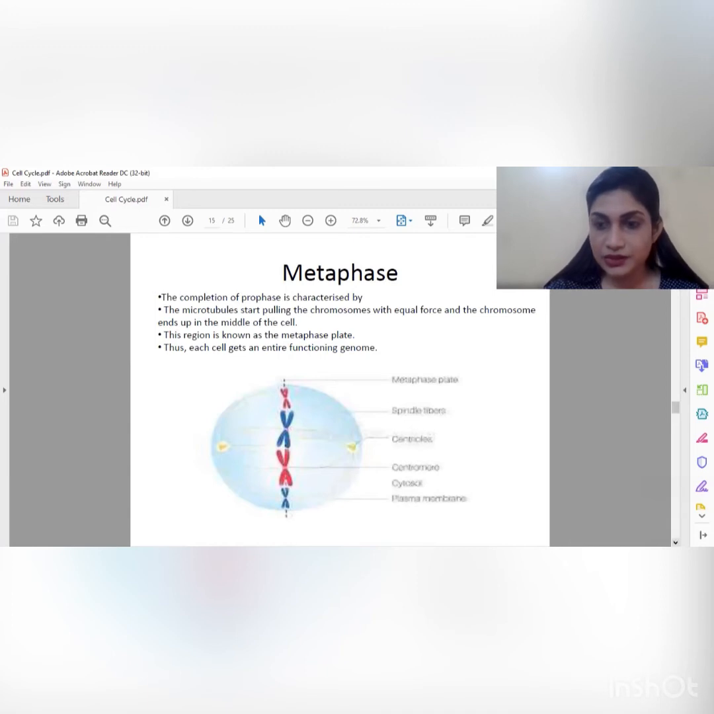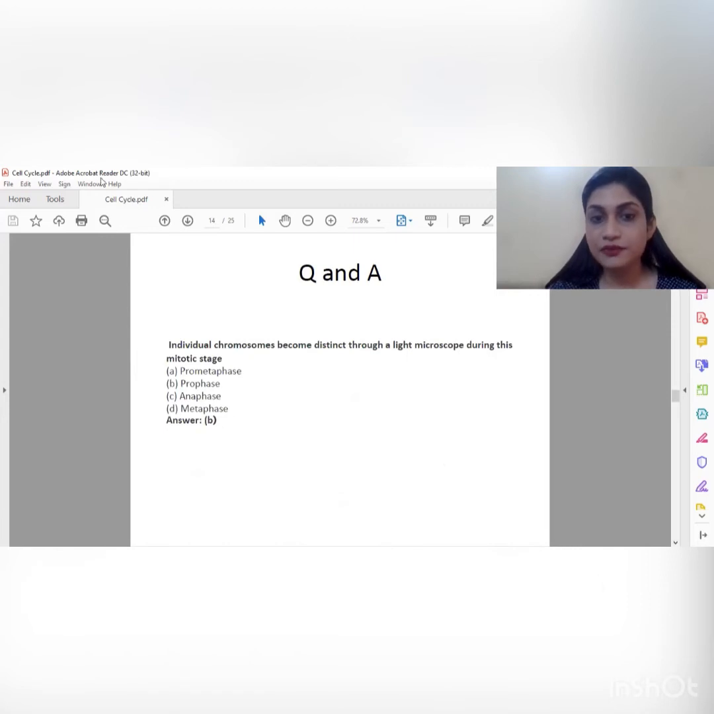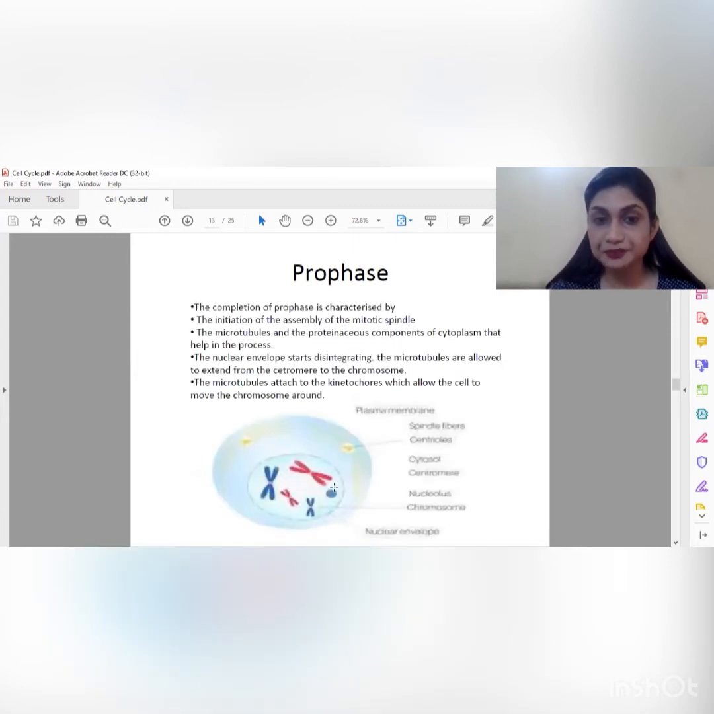One more thing I want to tell you. During prophase, all the other cell organelles start to disappear. You will not be seeing them if you look under a light microscope, because whatever we are discussing is what is seen under the light microscope. So these are the principal properties that are seen at each stage.